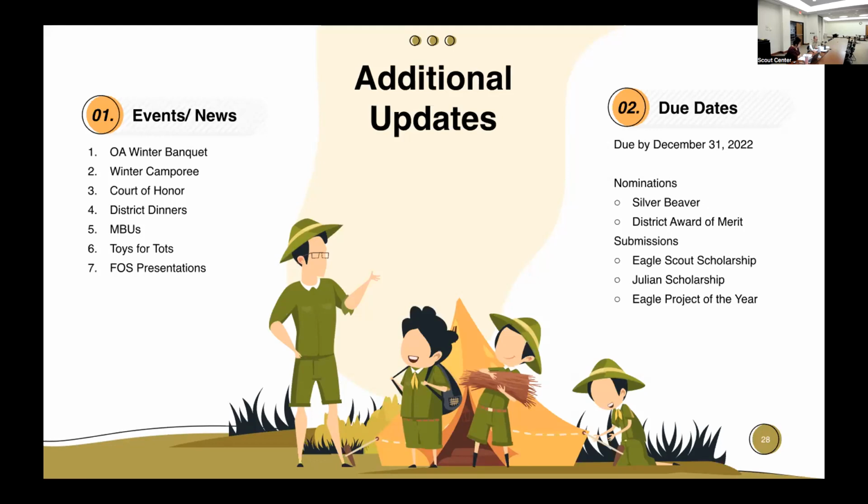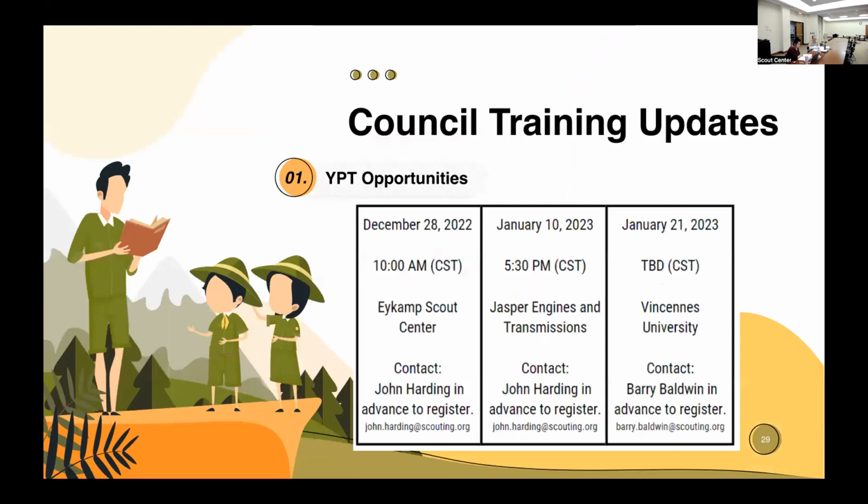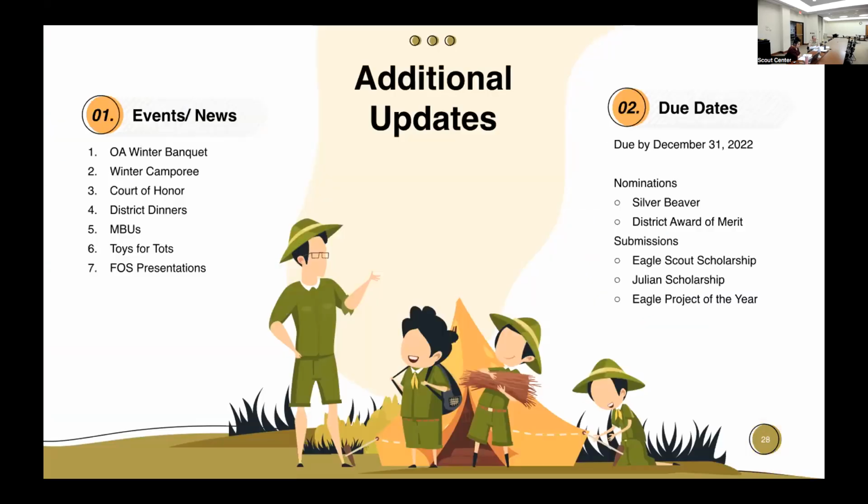We have district dinners that are going to be hitting in January as well. Those will be popping up on our calendars. And we also have the district annual meetings on December 15th, just a weekend, about 2 weeks away. We are looking for the Council Court of Honor in the tail end of February. We also wanted to remind you that nomination forms are due by the end of the year for Silver Beaver, District Award of Merit, the Eagle Scout Scholarship, the Julian Scholarship, and the Eagle Service Project of the Year. Those deadlines are at the end of this calendar year, December 31, 2022.